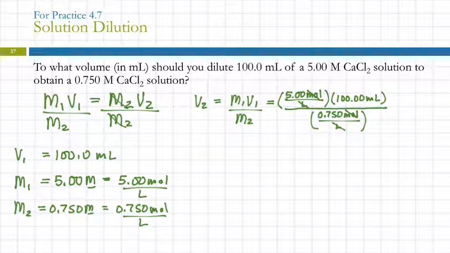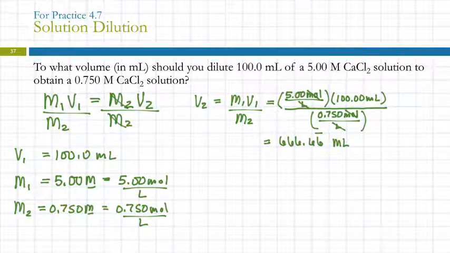So with this dilution equation, sometimes you have to convert to liters, but sometimes you don't. So just stick all the units in there and see what happens with them. So I've got 5 times 100 divided by 0.75, and I'm getting a lot of 6s. 666.66 repeating. And the unit would be milliliters.